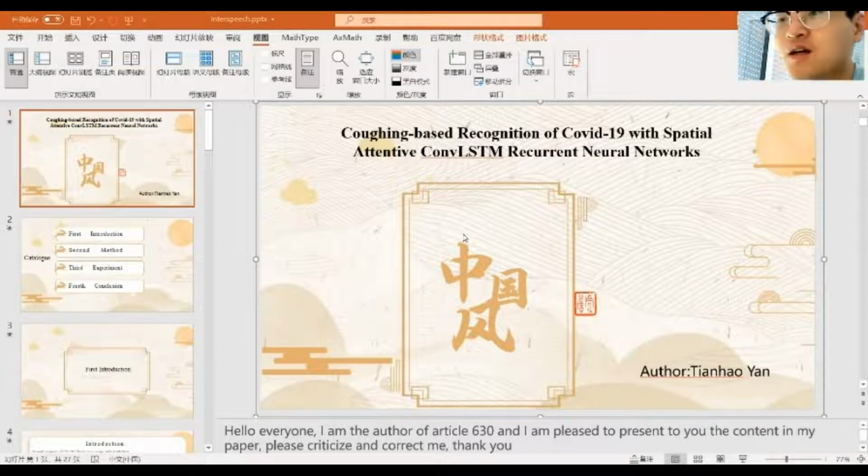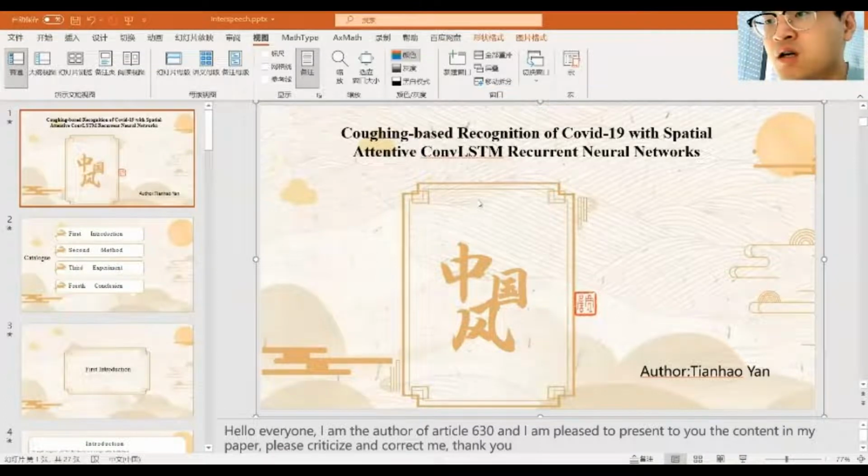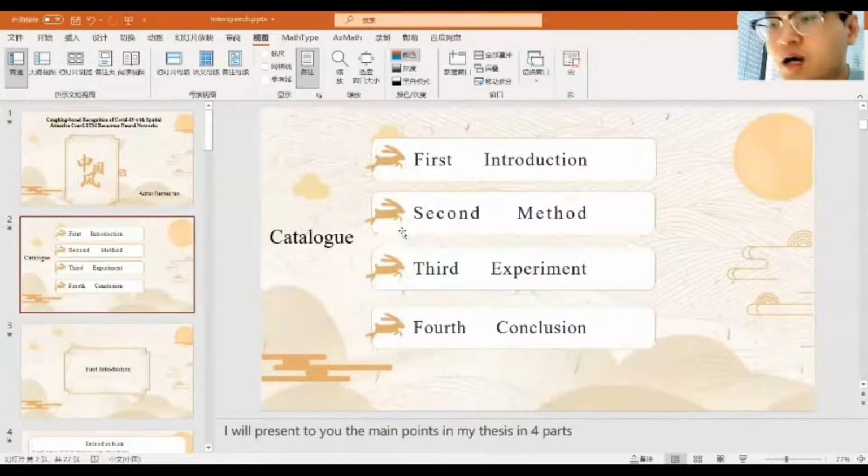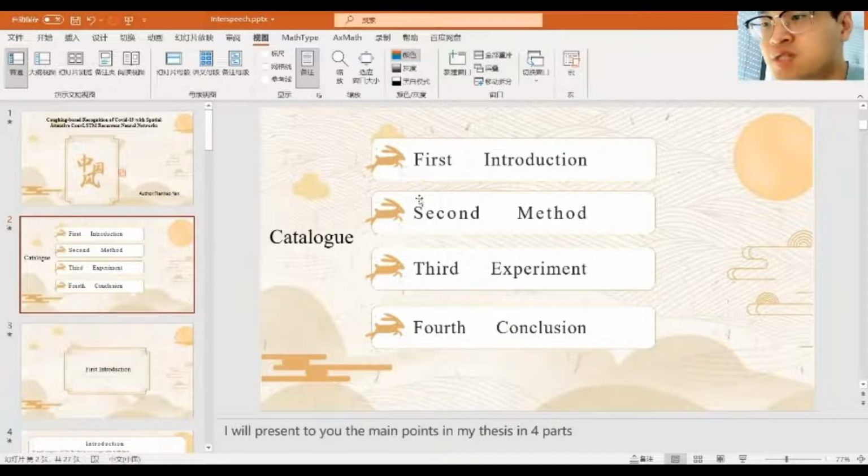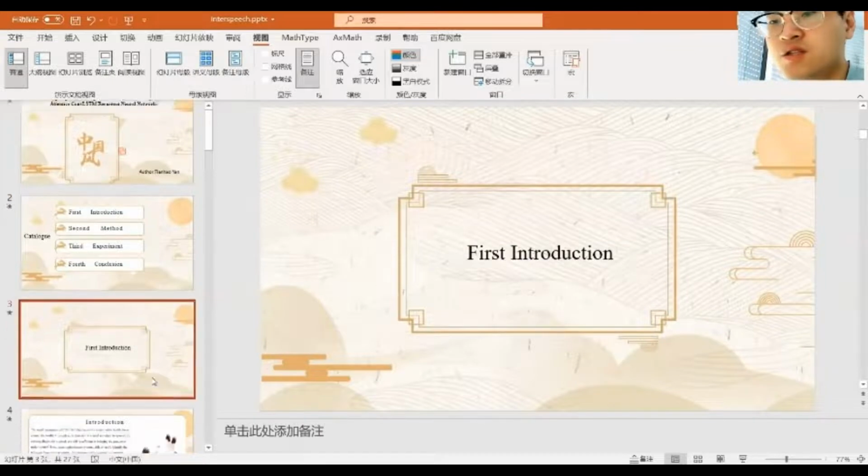My paper's title is Coping-Based Recognition of COVID-19 in Spatial Attentive ConvLSTM Recurrent Neural Networks. My name is Tianhao. I will present the main points of the paper in four parts. First, introduction; second, method; third, experiments; and fourth, conclusion. This is the first part, the introduction.